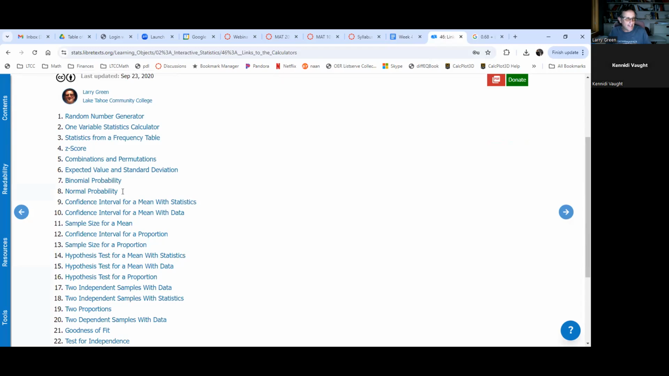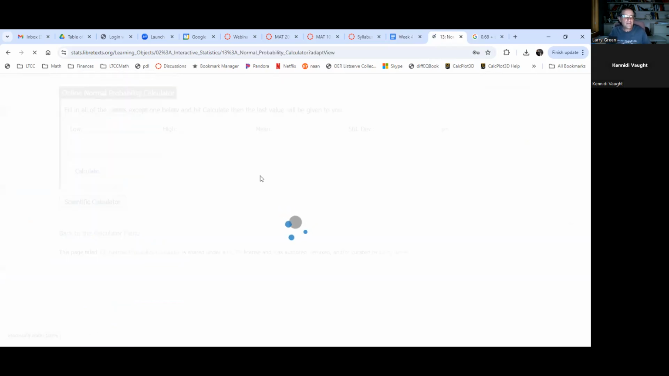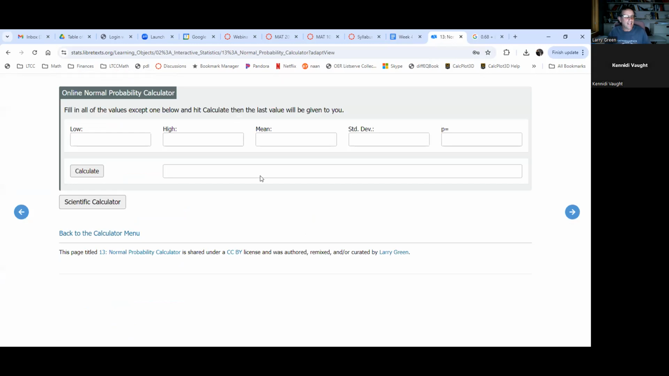Yeah, here we are, normal probability. By the way, last week we did binomial probability. We do things in order. So we need the normal probability calculator, so I'm going to click on that. Notice what it says: fill in all the values except one below and hit calculate. Then the last value will be given to you. And we have low, high, mean, standard deviation, and p.